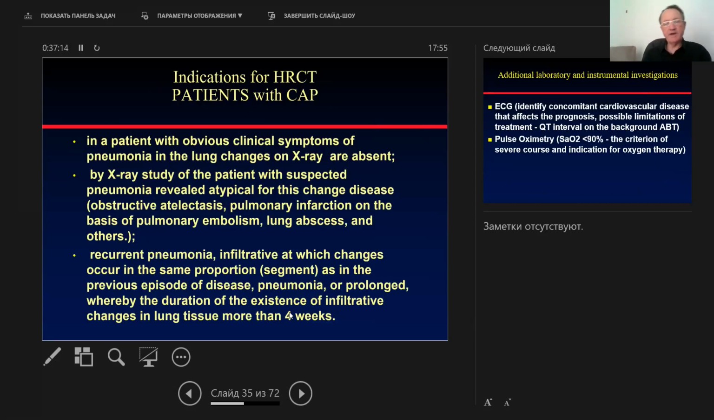The indication for high resolution CT scan is a patient who has clinical signs of pneumonia, but in the X-ray there are no infiltrates. Also, when an X-ray study of a patient with suspected pneumonia revealed atypical signs, for example, atelectasis, pulmonary infarction, and others. And recurrent pneumonia, for example, in one segment of the lung, we should obtain more detail from this side of the lung, and it is strictly recommended that the patient perform a high resolution CT scan.